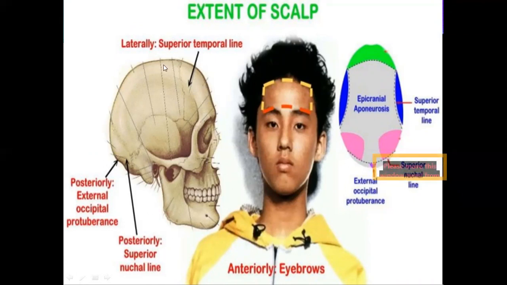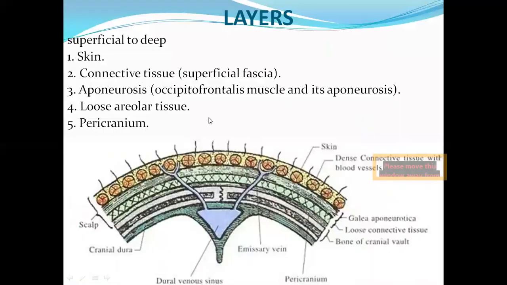So the scalp is extending like this from anterior to posterior. The whole area of the skin which is surrounding the cranial vault is nothing but the scalp. This whole area is also scalp only anteriorly. This is the superior temporal line, here we have the superior nuchal line, and these are the superciliary arches in front. So everything is the attachment of scalp.